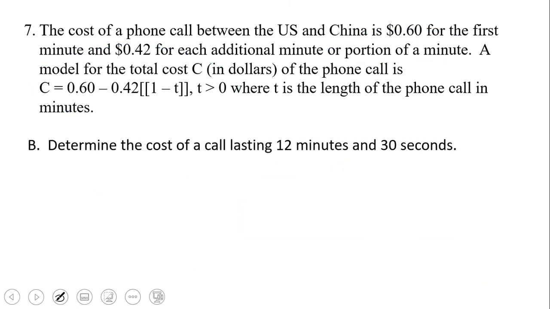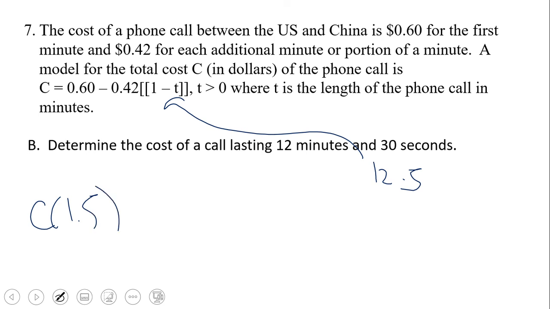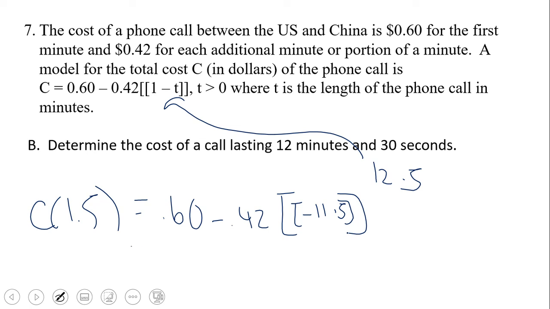Finally, what is the cost of a call that lasts 12 minutes and 30 seconds? 12 minutes and 30 seconds would, of course, be 12.5. You would plug that in for t. So C of 12.5 would be 0.6 minus 0.42 times the greatest integer of 1 minus 12.5. If you do 1 minus 12.5, you're going to get negative 11.5. The greatest integer less than or equal to negative 11.5 is negative 12.